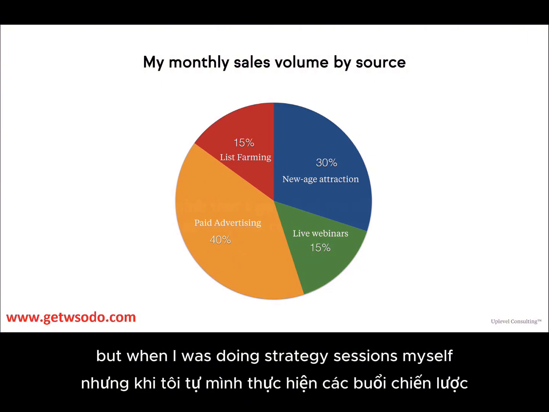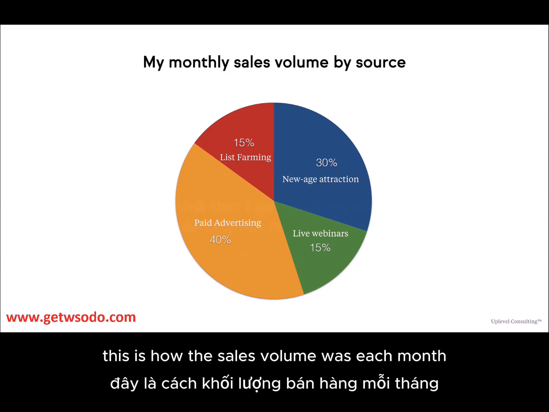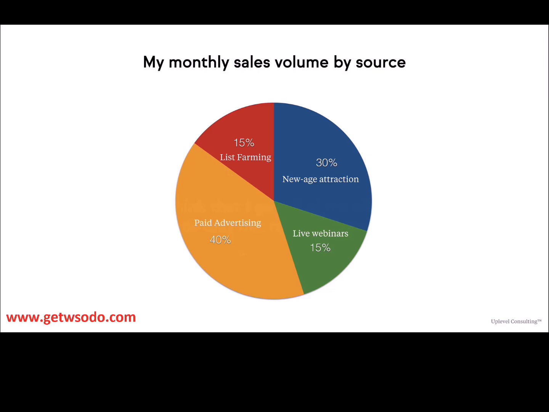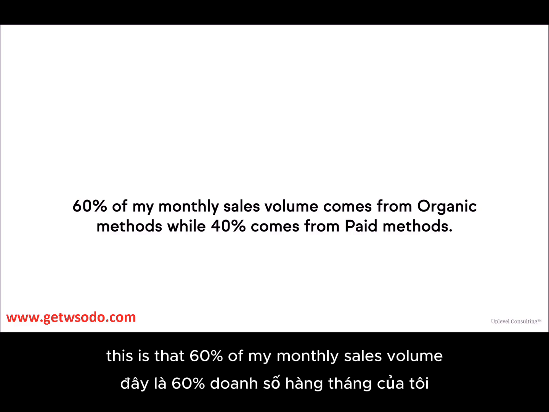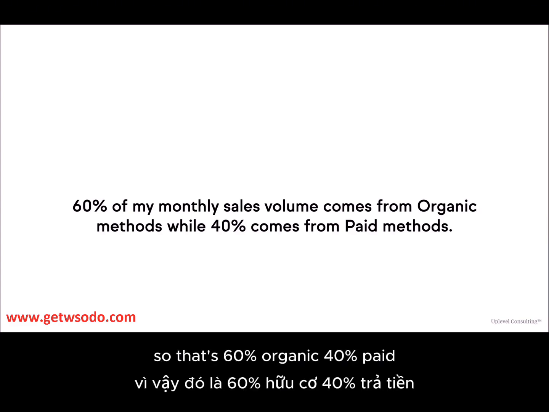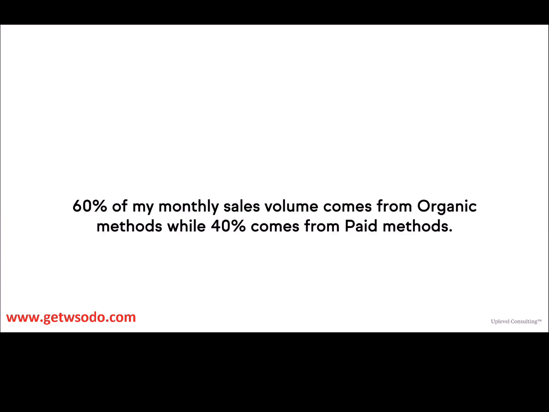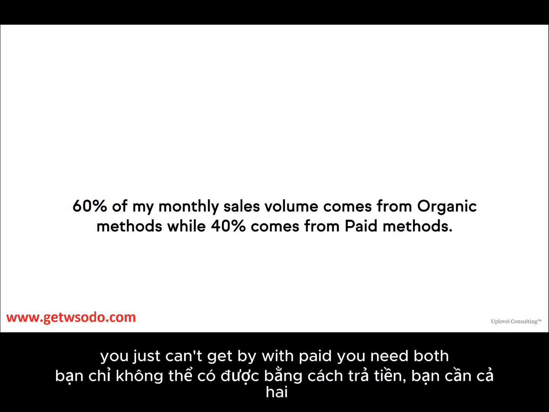Things have changed with my business now because we're not purely doing strategy sessions, but when I was doing strategy sessions myself and running my business the way you're running your business, this is how the sales volume was each month. So this is the one you want to look at because this is the one you want to model off. What you'll notice is that 60% of my monthly sales volume comes from organic methods, while 40% comes from paid methods. If I didn't do organic, that's 60% of sales disappearing, which is not something you want. My point is that organic's important. You can't get by with paid alone, you need both.